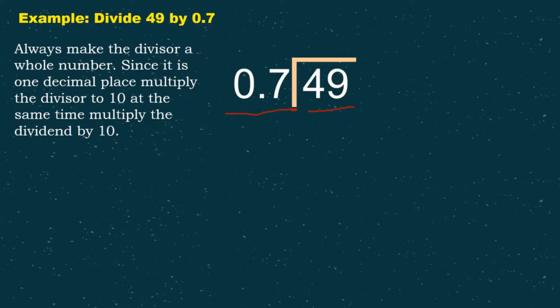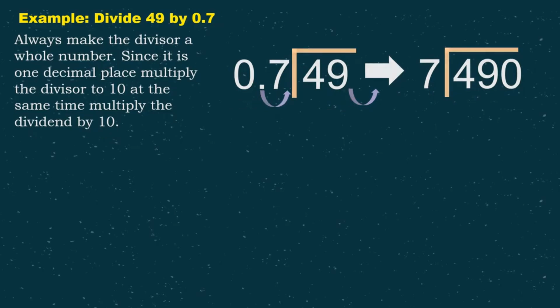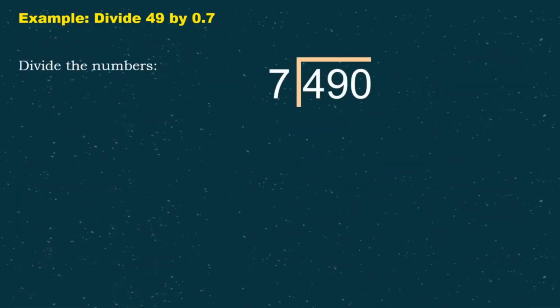Or we can just simply move the decimal point until the divisor becomes a whole number. So in this case, 0.7 will be 7 and 49 will be 490. After we have already made the divisor a whole number, we just need to divide the numbers as if they are whole numbers.